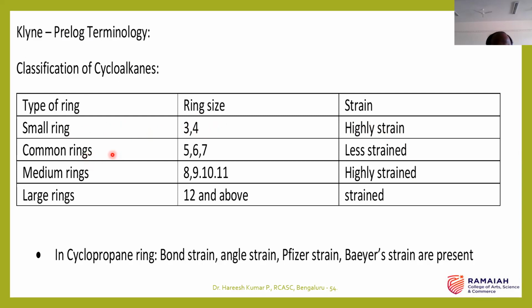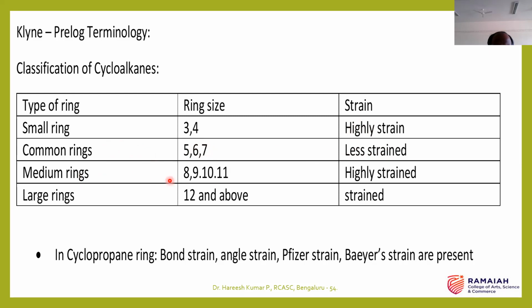Then common rings. Common rings means 5-membered ring, 6-membered ring, and 7-membered ring. So 5 carbon containing rings are called cyclopentane, 6 carbon containing rings are called cyclohexane, and 7-membered rings are called cycloheptane. These are called common rings, and they are less strained compared to the small rings.